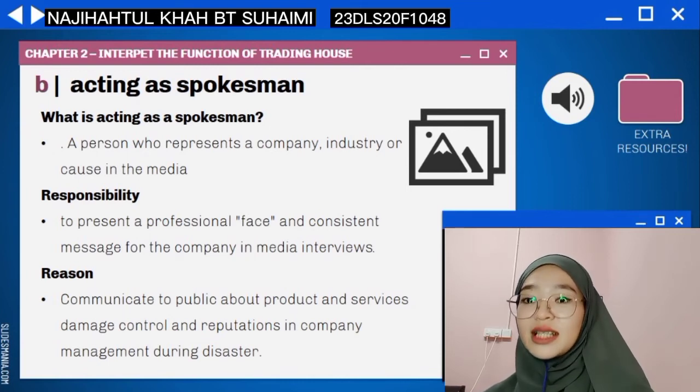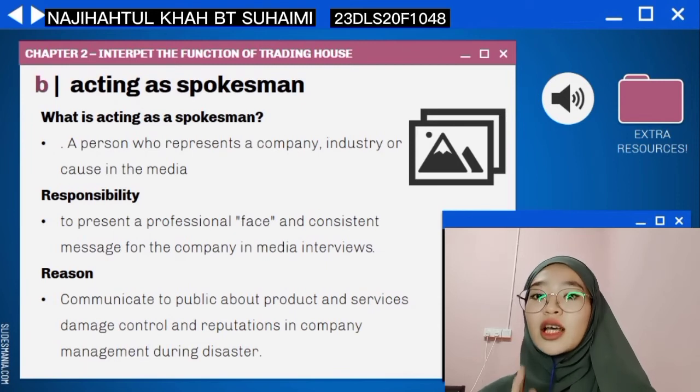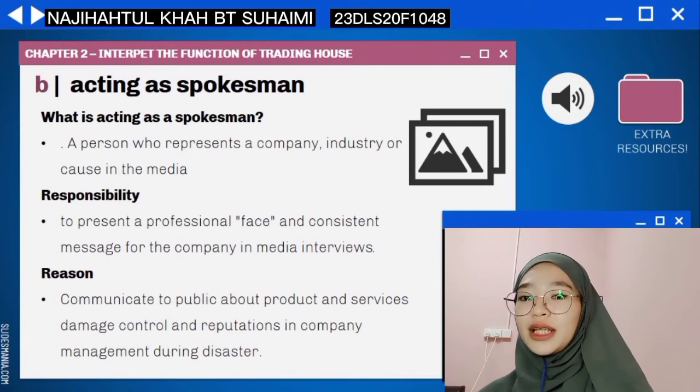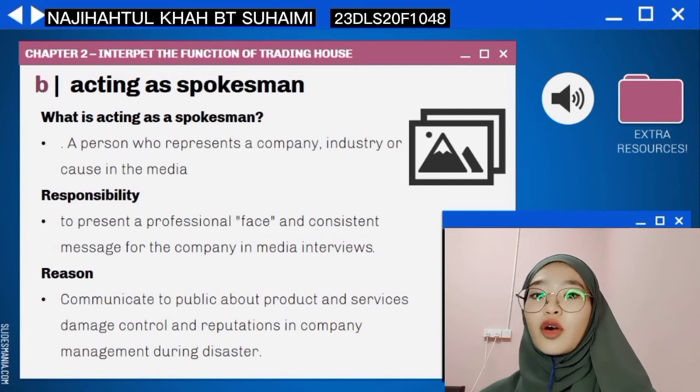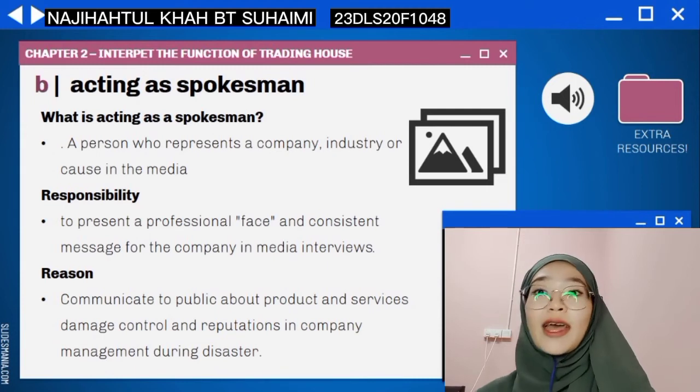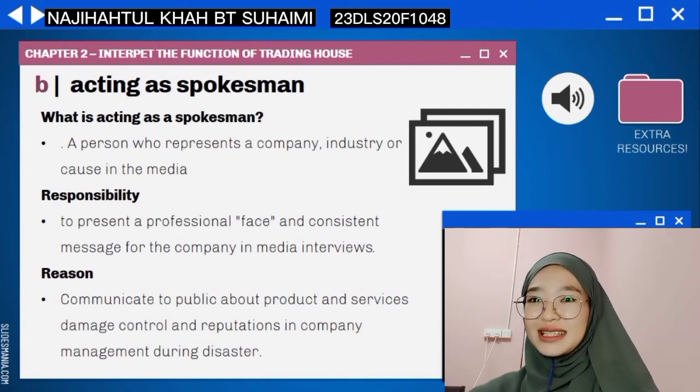Spokesmen are hired from people with experience who are known to support the organization's goals. An industry often has spokesmen who are experts, called upon by the press to represent it in public. The company needs a spokesman for different reasons the organization might have for communicating to the public, such as product or service damage control, protecting the company's reputation, or emergency management during a disaster.